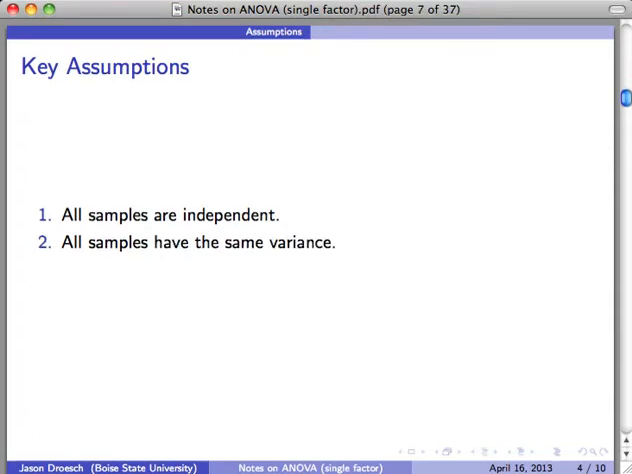These other two, we kind of gloss over them, hand wave them through, but all samples we're assuming have the same variance. We're assuming that they're coming from the same population, so if they come from the same population, they should have the same variance. The other thing is we're assuming that the populations are normally distributed. I wrote samples, but I meant to say that each group is coming from a normally distributed population.